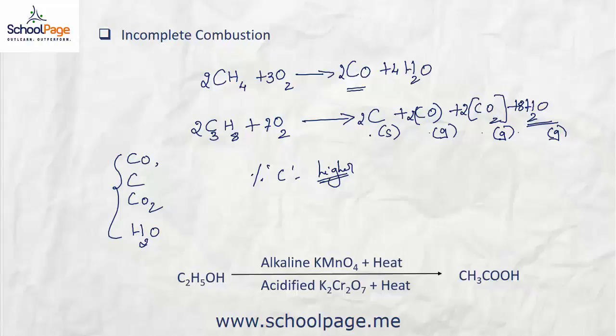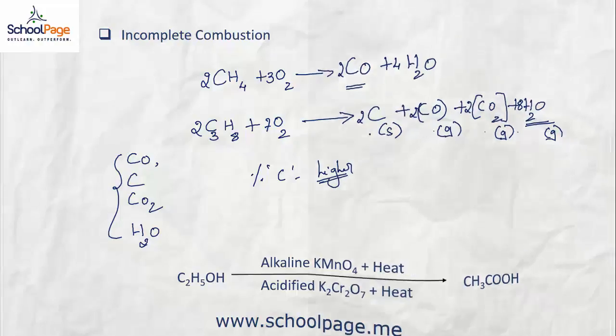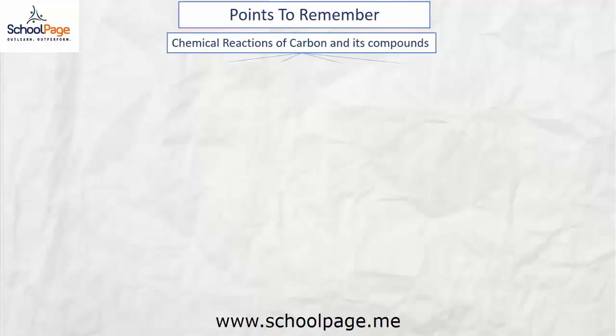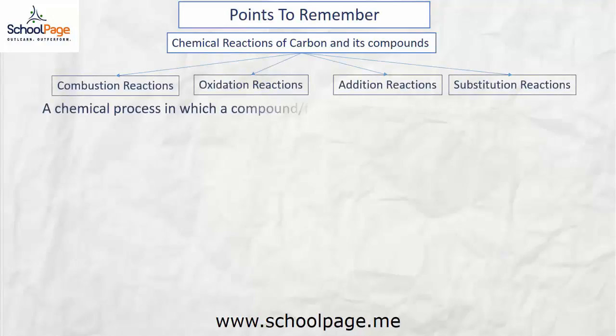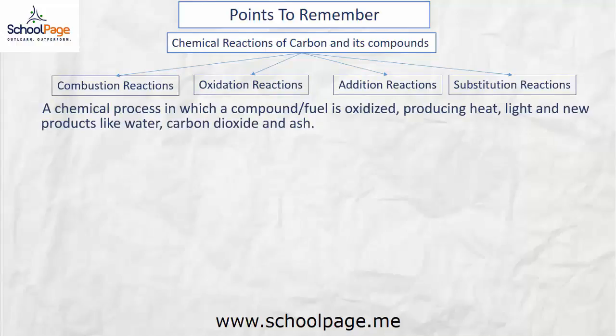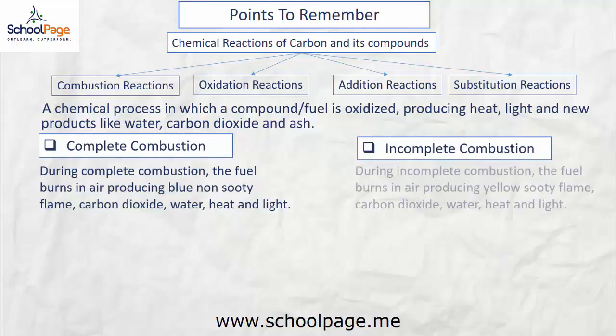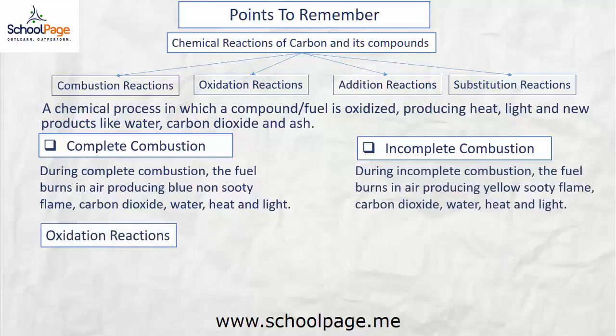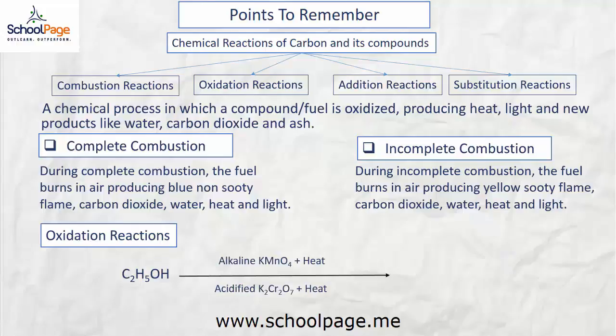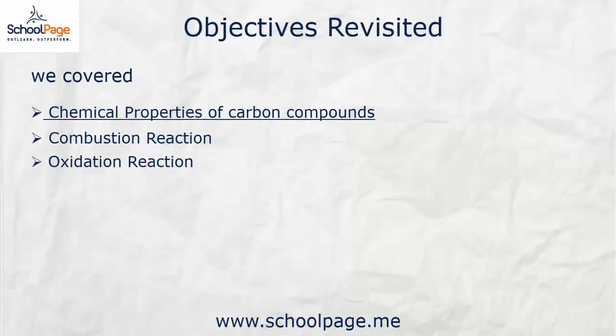So let's do a quick recap of all that we have learned in this video. Carbon and its compounds can undergo four main types of chemical reactions. In this video, we mainly focused on combustion reaction. There are two types of combustion, complete and incomplete combustion. So we saw that combustion can also be called an oxidation reaction. There is one more method in which the carbon compounds get oxidized. For example, the alcohols get oxidized in the presence of alkaline potassium permanganate or potassium dichromate solution to form the carboxylic acid. So in this video, you learned the combustion reaction and oxidation reaction in particular.